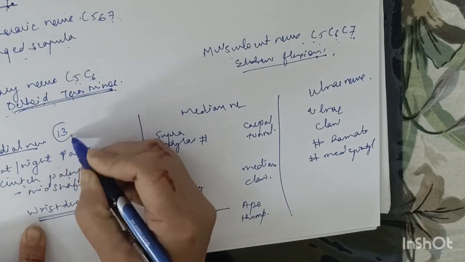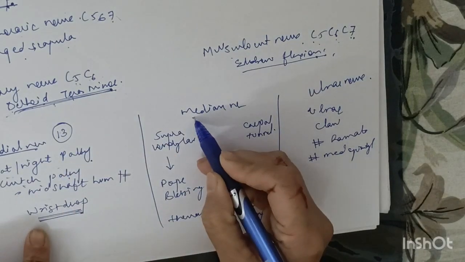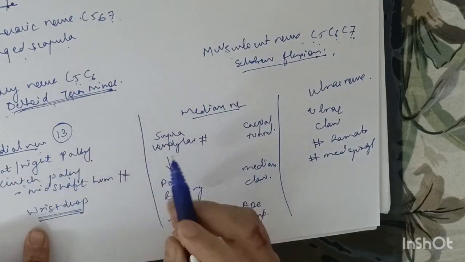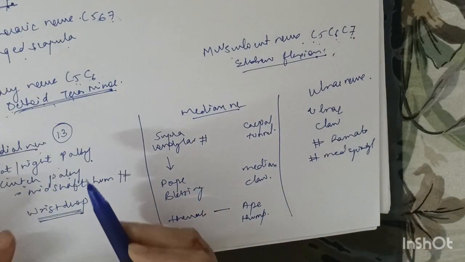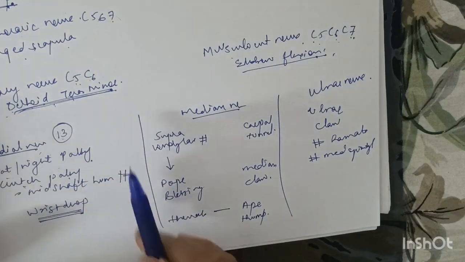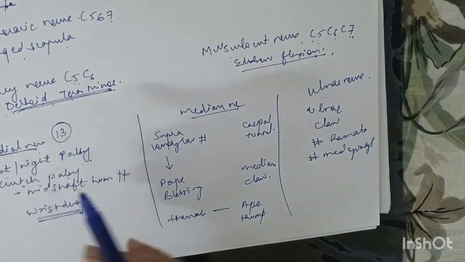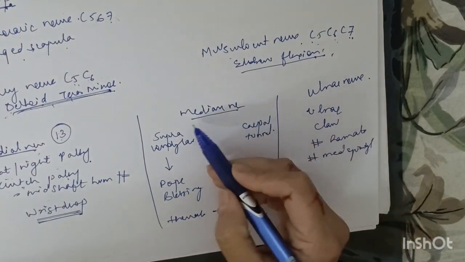I think 13 muscles will be involved over here. Now it depends upon the site of injury: if the triceps is saved, then this number can reduce. If the whole radial nerve is involved, then all 13 muscles will be involved.